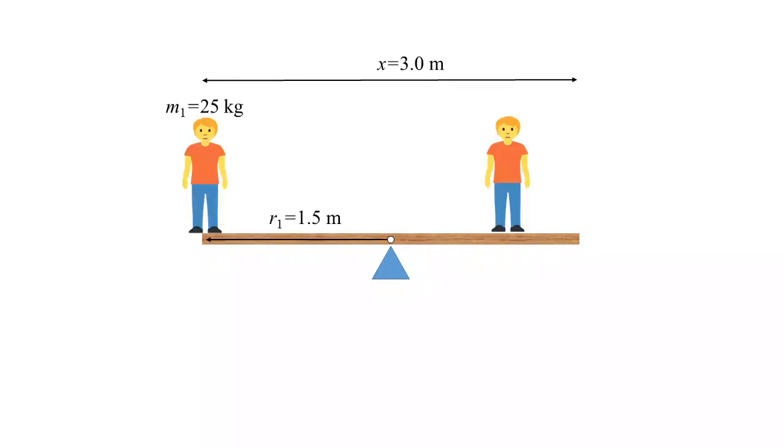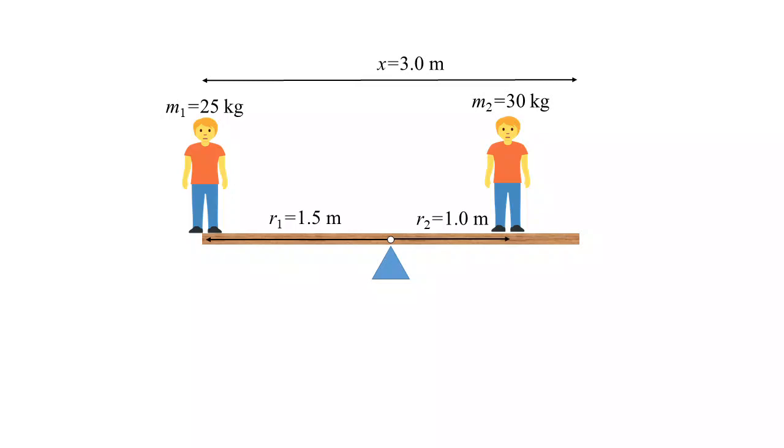One has a mass of 25 kilograms and stands 1.5 meters from the support on the left side of the seesaw, while the other has a mass of 30 kilograms and stands 1 meter on the right side of the support. So, which way will the seesaw rotate? To find the answer, we need to determine the amount of torque created by each child.